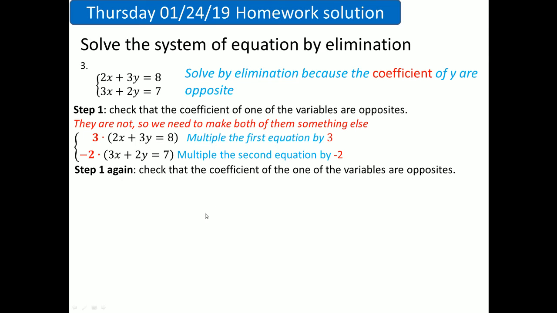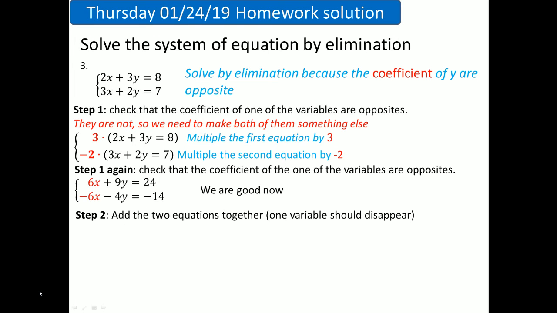Now, let's check again. The top equation was multiplied by 3. So 3 times 2x is 6x. 3 times 3y is 9y. 3 times 8 is 24. Second step, multiply the second equation by negative 2. Negative 2 times 3x is negative 6x. Negative 2 times 2y is negative 4y. Negative 2 times 7 is negative 14. We are now good because notice that the coefficients in front of the x are opposites.